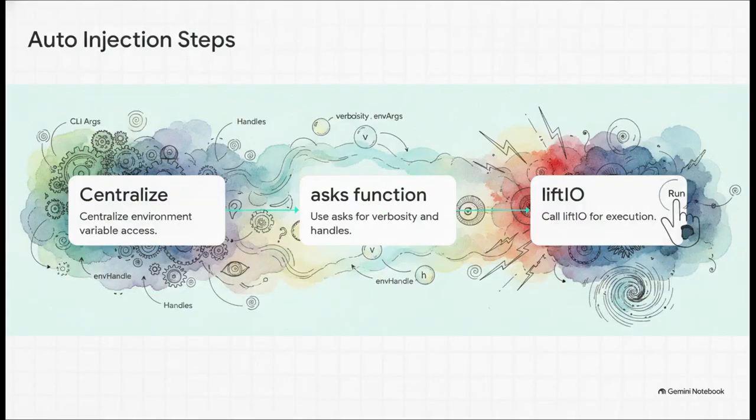So how does this magic actually work under the hood? Well, the new code block implements this implicit auto-dependency injection using 3 main steps. First off, we centralize access to our environment variables, like our CLI args and our handles. Second, and this is key, instead of taking these as function arguments, we pull them directly out of our environment using the asks function. In Ing's code here, we see a call to asks to grab the verbosity, and another call to asks to get the handle. Finally, because our custom app monad is basically just a wrapper over the I/O monad, we call lift I/O to actually execute our mapped I/O action. It's this beautifully orchestrated little sequence that wraps up all that complexity.